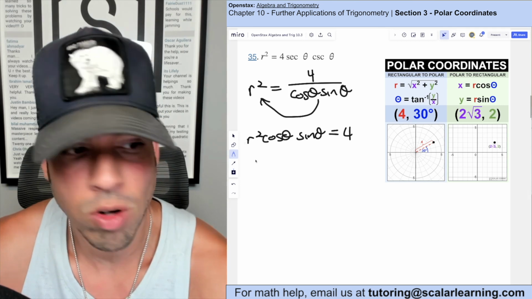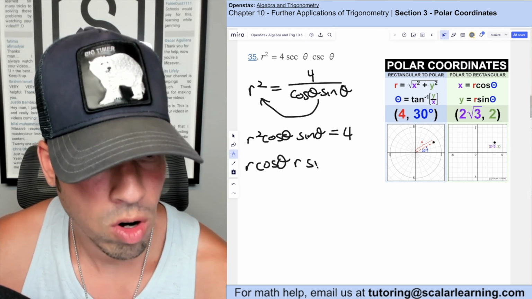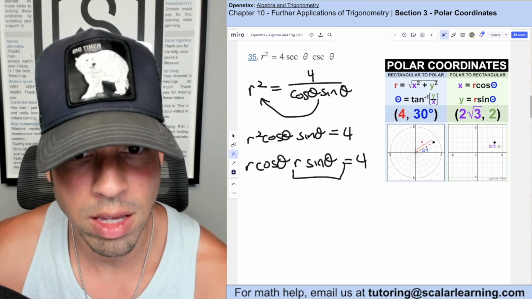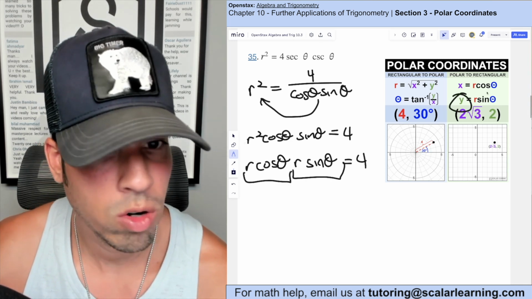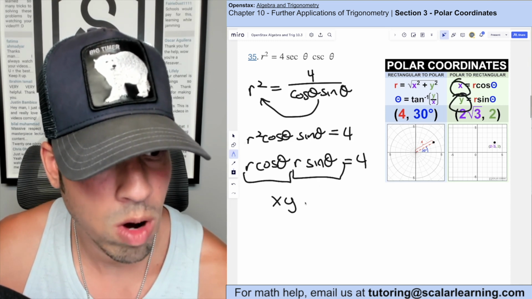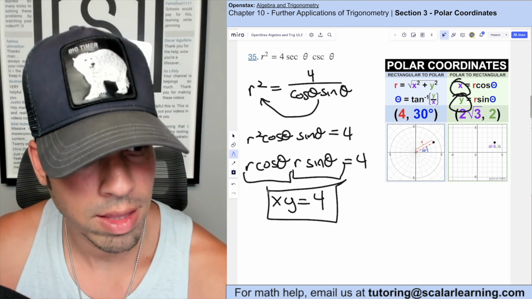It's 2 r's, right? It's r times r. So I can make it r cosine theta times r sine theta is equal to 4. And this is great because r sine theta is y and r cosine theta is x. So then this becomes x times y is equal to 4. And this is a hyperbola. That's how you do it.